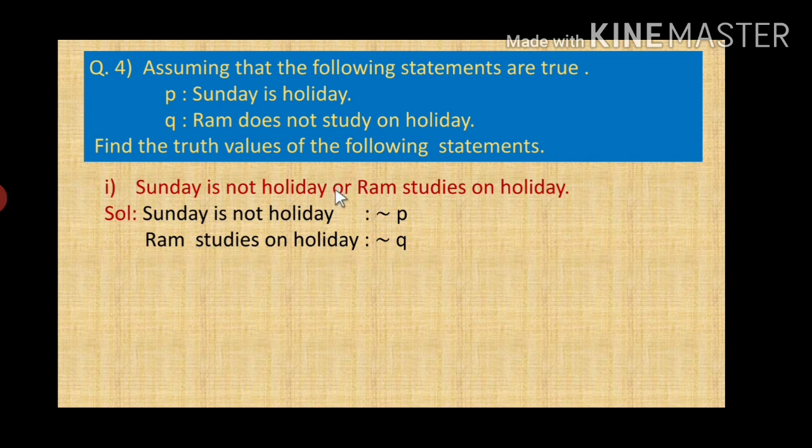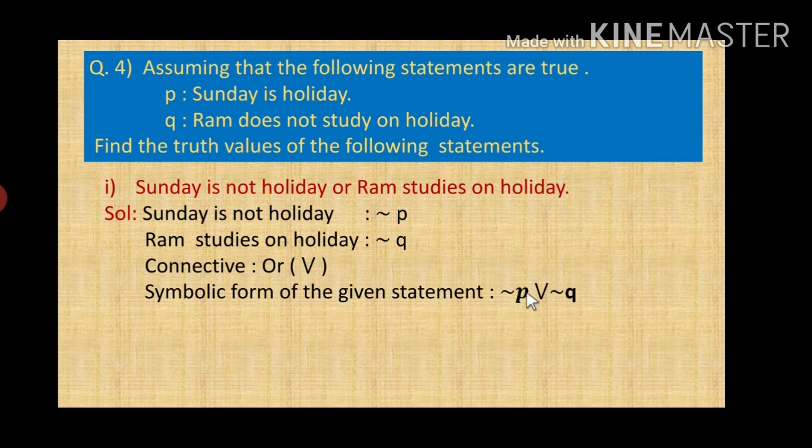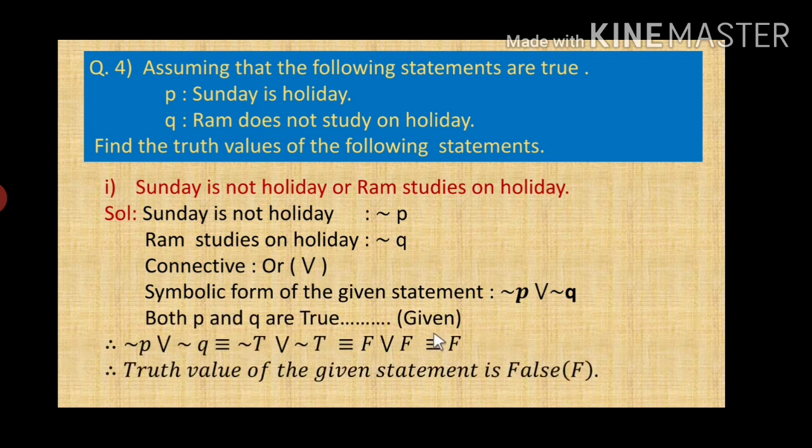And then what is the connective used here? Or. What is the sign for or? It is inverted V. So now symbolic form of this statement becomes negation P or negation Q. Understood till here? Now let's find the truth value. Now they have given that P and Q both are true. So substitute. We get negation T or negation T. Now negation T is F. So you get F or F and that is equal to F. So the truth value of the given statement is false. Understood? Now the next.